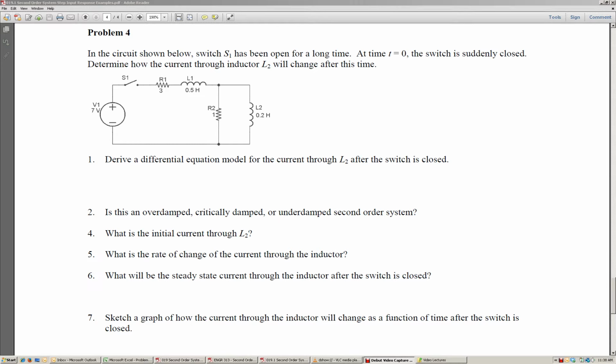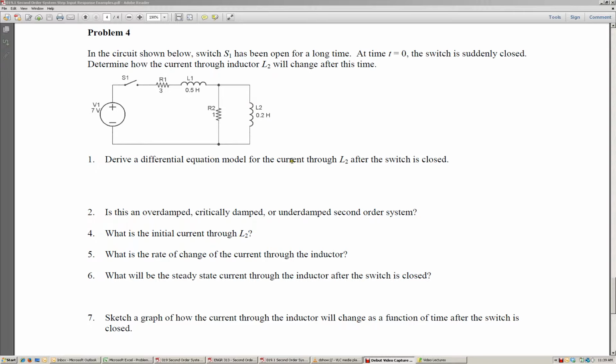Now we're going to take a look at problem number 4 from the step input worksheet. In this problem, we have a combination of two RL circuits together. We have R1 and L1 in series, and then that is connected to a parallel combination of R2 and L2. The switch has been open for a long period of time, and then suddenly the switch is closed, and we're interested in determining how the current through this inductor L2 will change as a function of time.